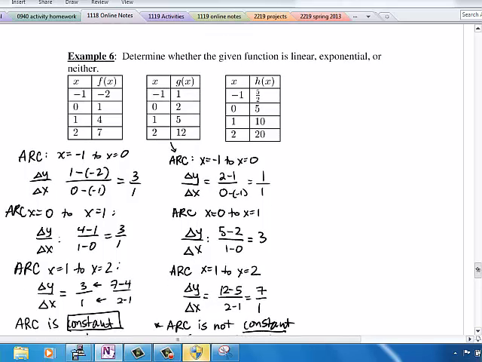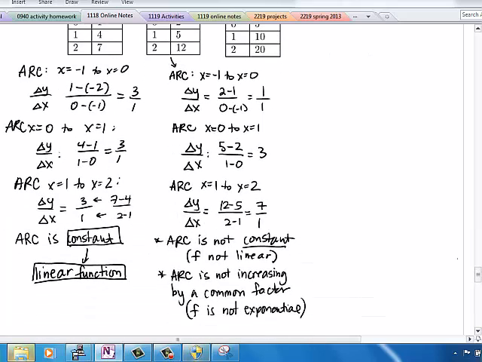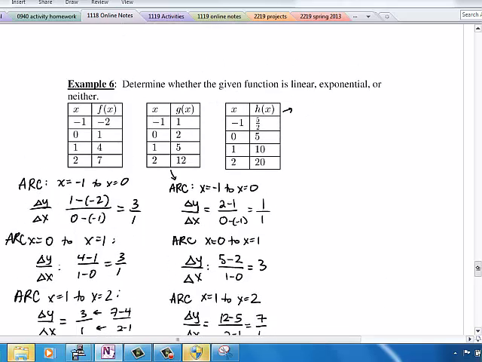So let's take a look at the last one. I should have said g instead of f. So g is not linear and g is not exponential. And then let's take a look at h.